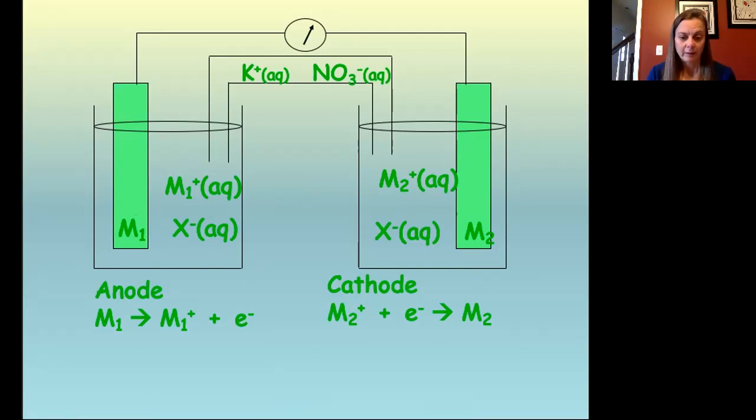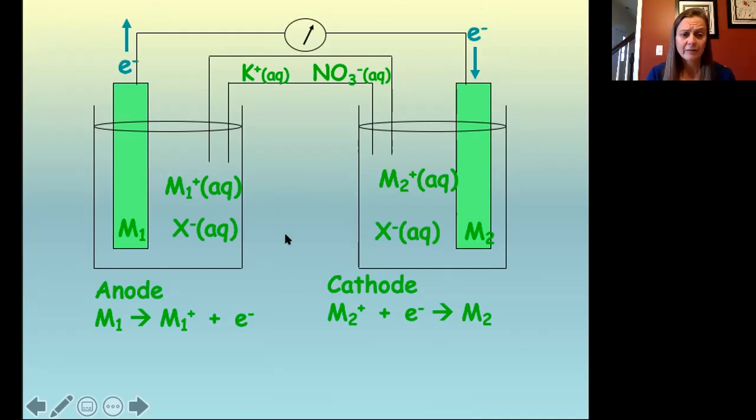Okay, anything else we've missed? Oh, we can see our direction of electron flow. And as I've said, they're going to flow from the anode to the cathode. And the negatively charged ions are going to flow the opposite direction in the salt bridge from the electrons. The positively charged ions are going to flow in the same direction as the electrons.